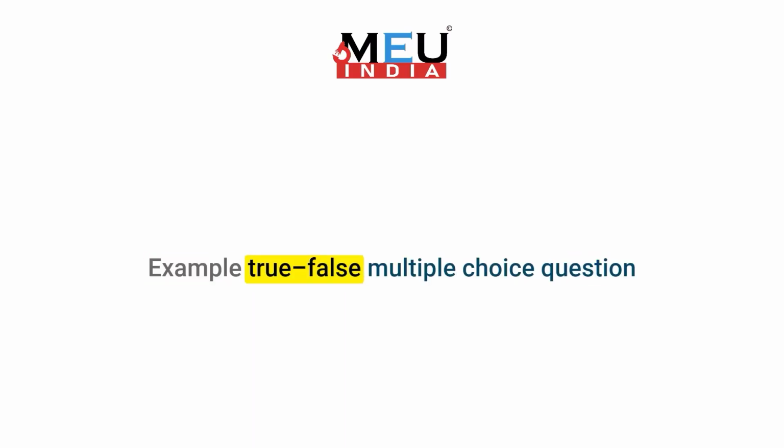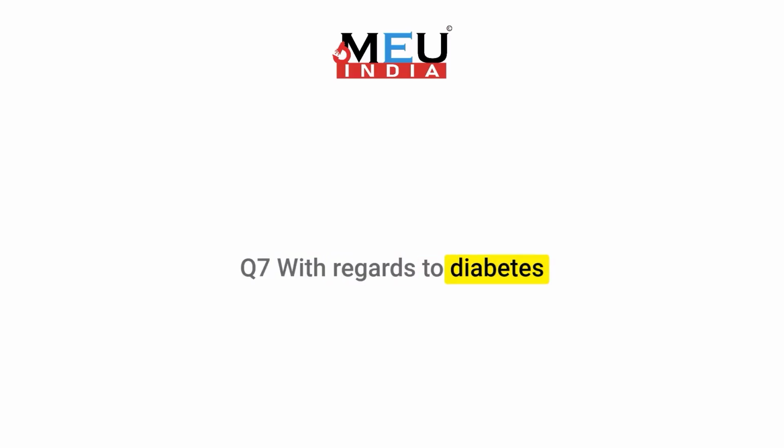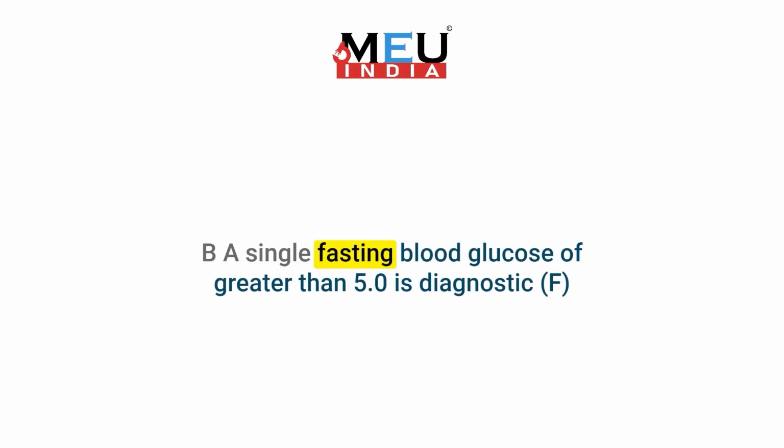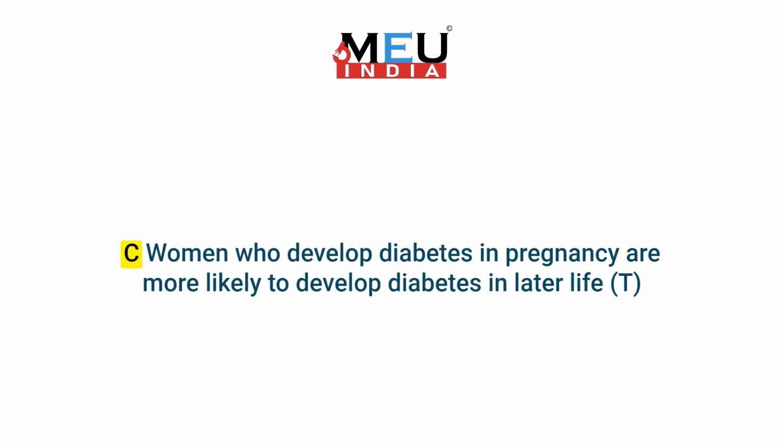Example: true, false multiple choice question. Q7. With regards to diabetes: A. Insulin resistance is commoner in type 2 than type 1 diabetes. B. A single fasting blood glucose of greater than 5.0 is diagnostic. C. Women who develop diabetes in pregnancy are more likely to develop diabetes in later life.